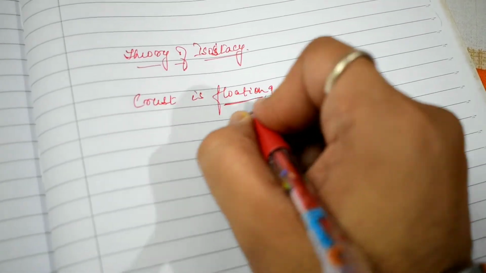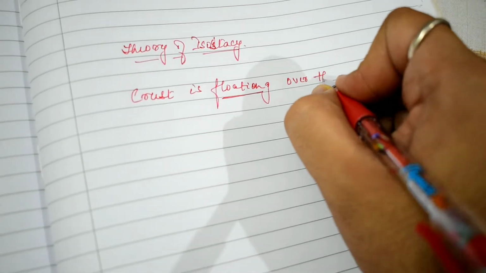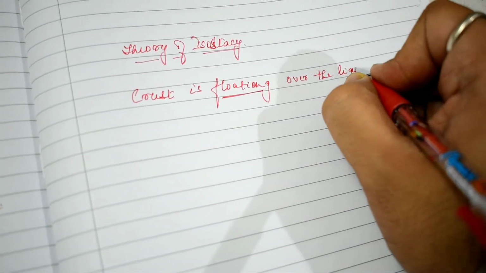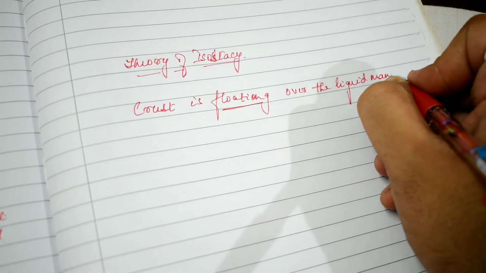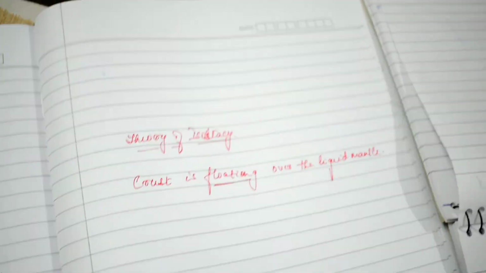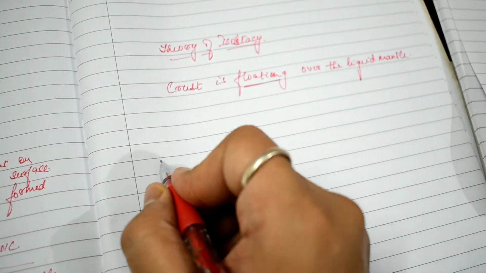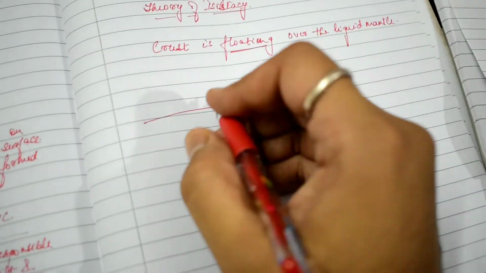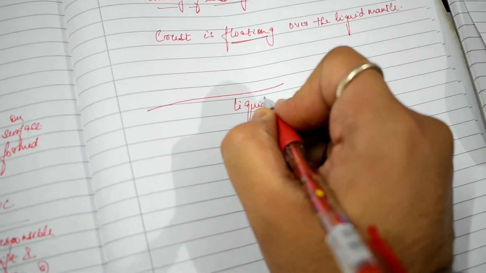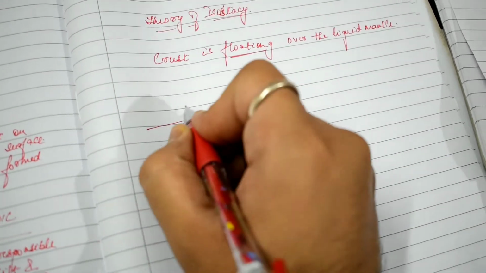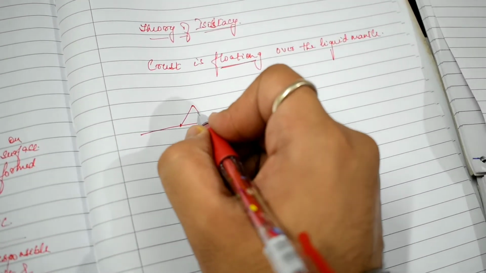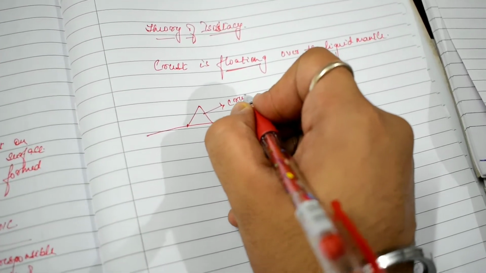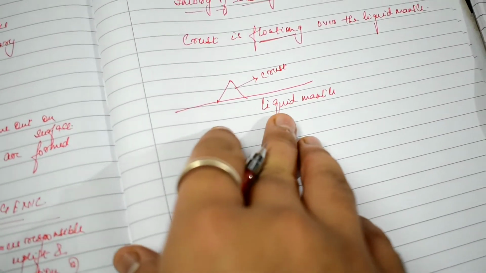over the liquid mantle. I have been talking a lot about this. So the crust of the earth is floating over the liquid mantle. As you know, anything which is floating, suppose this is the liquid mantle, and let me just talk of a mountain. It is a part of the crust. So I'm talking of this mountain which is floating on this liquid mantle.